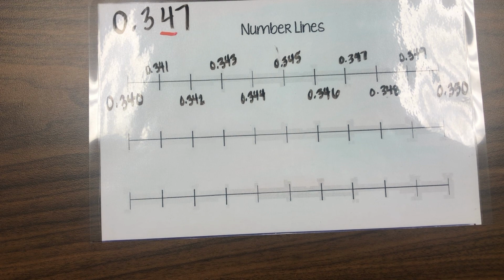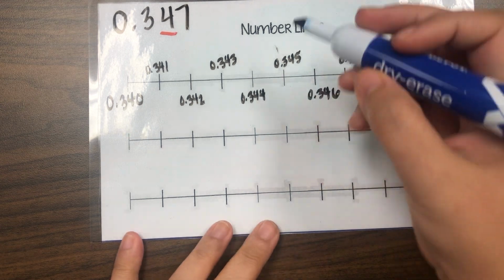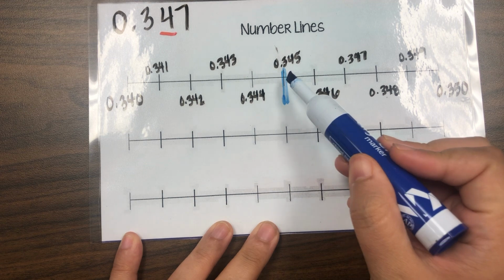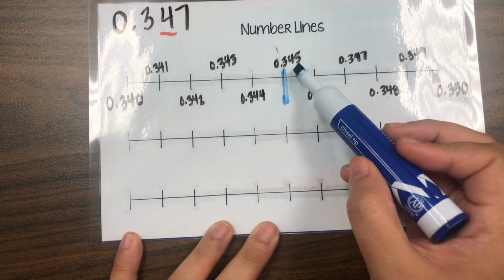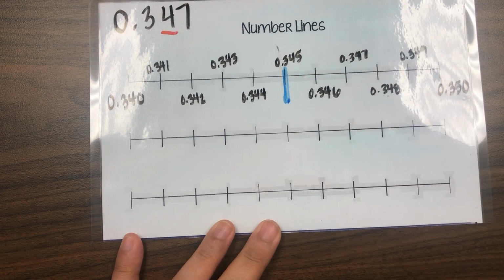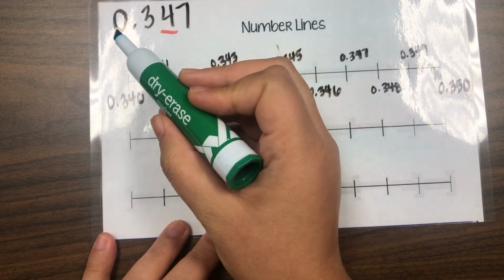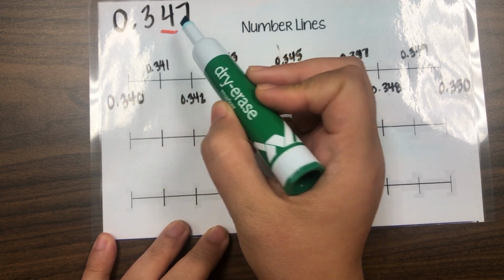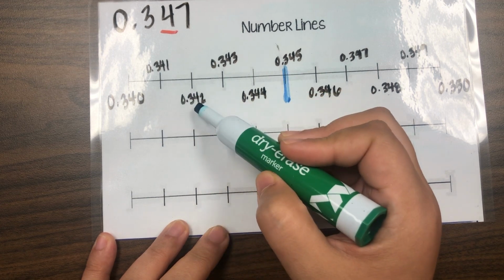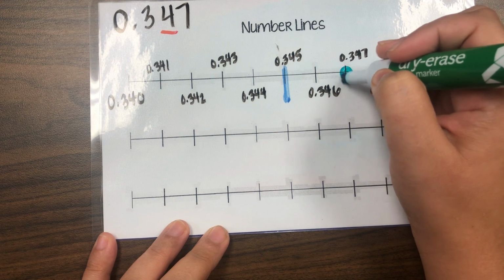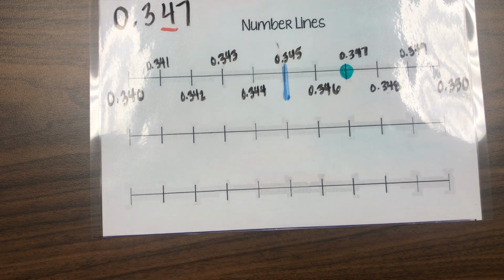All right, so now we're gonna talk about where the middle is, okay? So the middle is right here. 0 and 345 is the middle of the number line, halfway through, okay? Now we're going to find where is 0 and 347, okay? So 41, 42, 43, 44, 45, 46, 47. So right here is 347, okay?